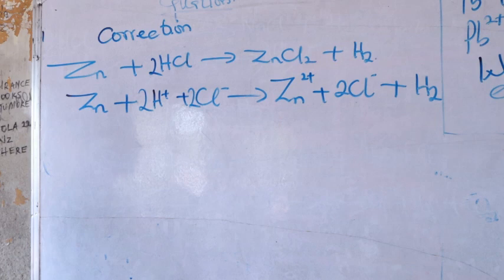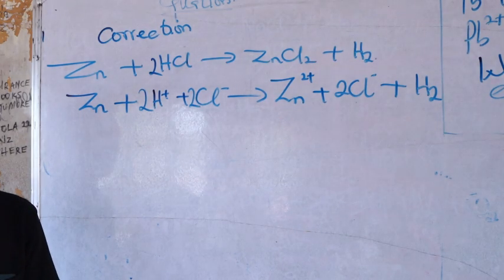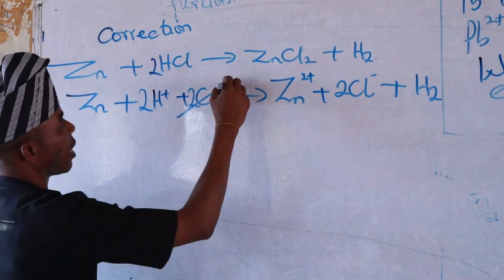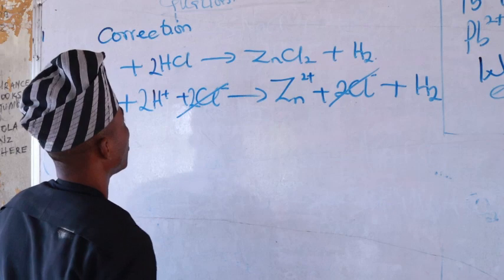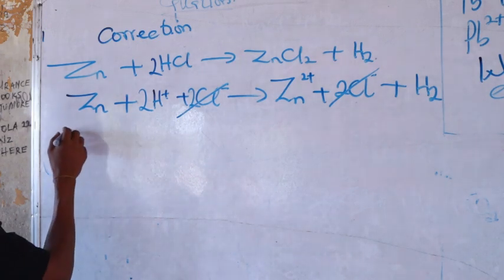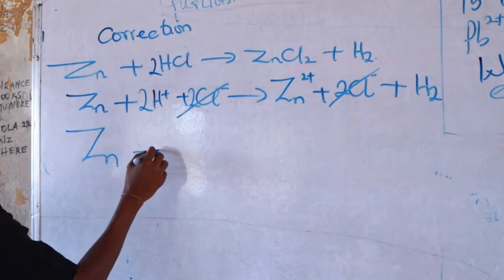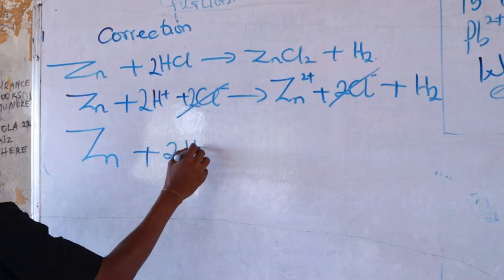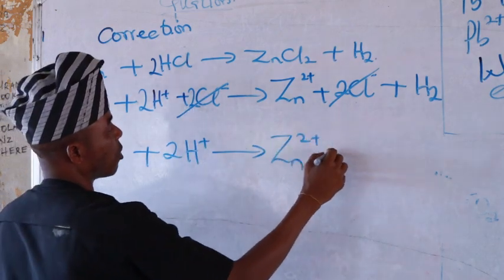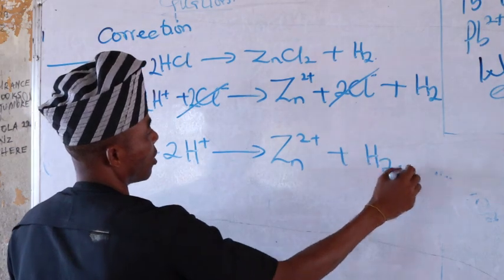Now cancel out the ions to obtain the overall ionic equation. Which one is cancelled? Chloride ions cancel. Any other one? Then the result is what? Zn plus 2 hydrogen ions to give us Zn2+ plus hydrogen gas.